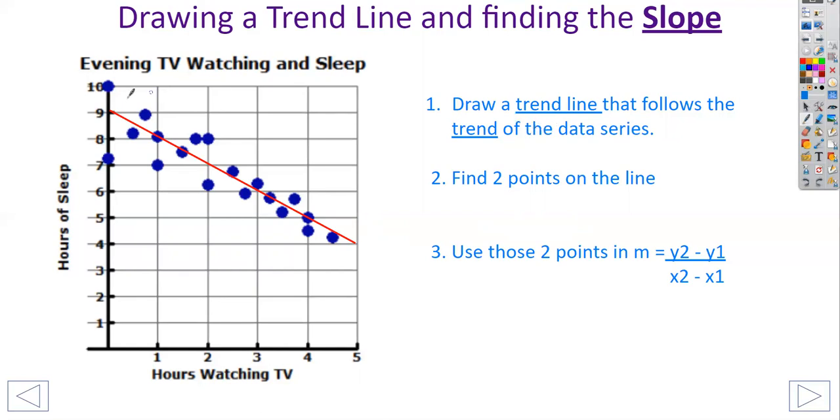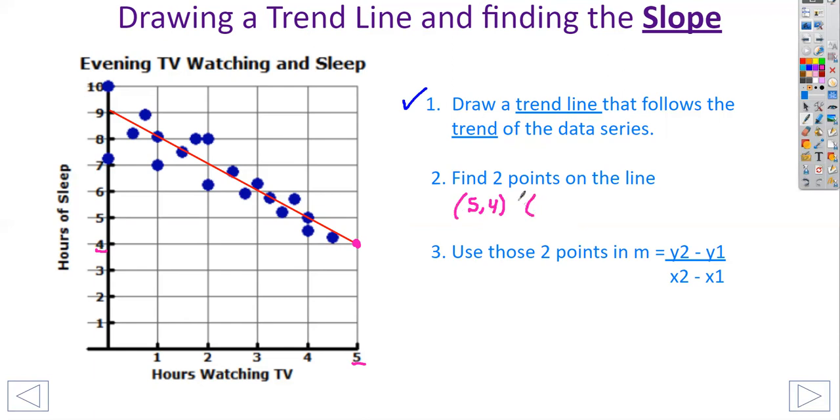You can look here, and we already have the trend line drawn. So step one is already complete. Step two is to find 2 points on the line. When I say find 2 points on the line, I don't mean they actually have to be a point like this right here. It could be something like this dot right here. I could use this dot as a coordinate, and the coordinate for that would be 5, 4. So my first coordinate that I'm going to use for this equation is 5, 4.